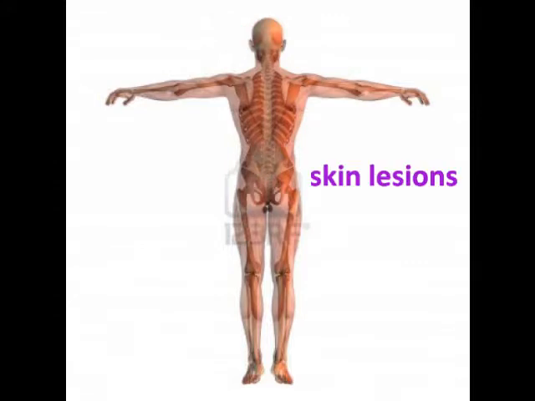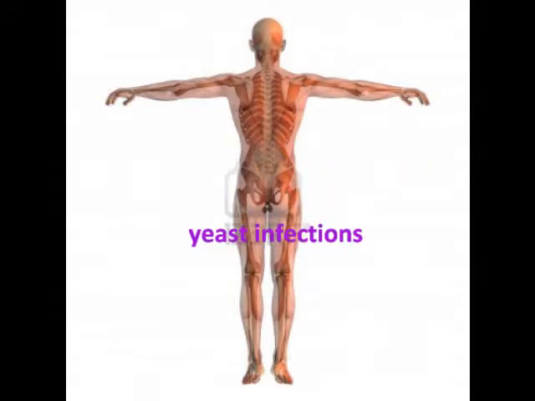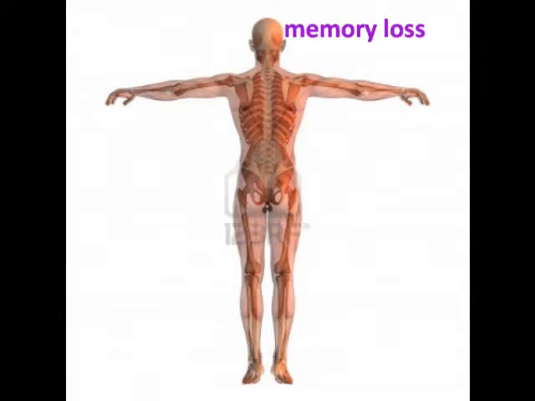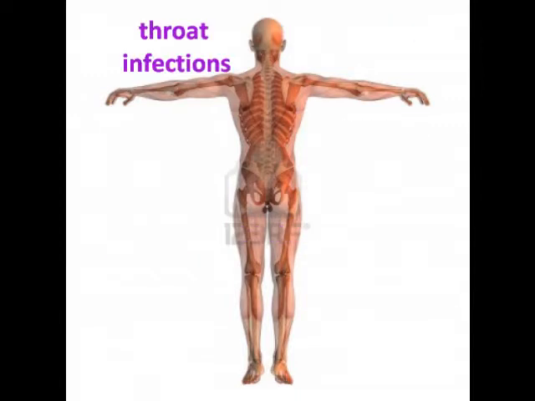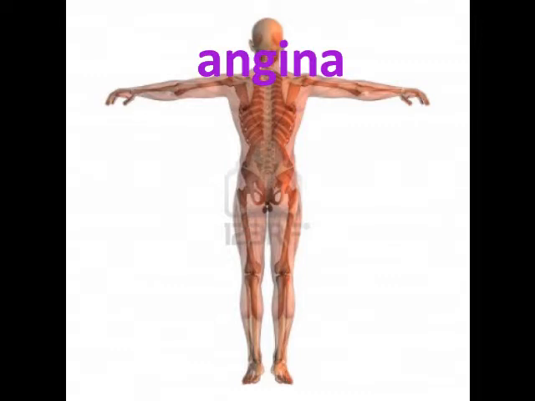So how would I be able to tell if someone has AIDS or HIV? You can't tell just by looking at them. There are a few symptoms, but they don't always occur. Only a blood test can truly tell. So what are the symptoms? Fever, skin lesions, aches, diarrhea, night sweats, yeast infection, pneumonia, memory loss, cancers, throat infections, angina, severe pain in the chest that spreads to the shoulders, arms, and neck.